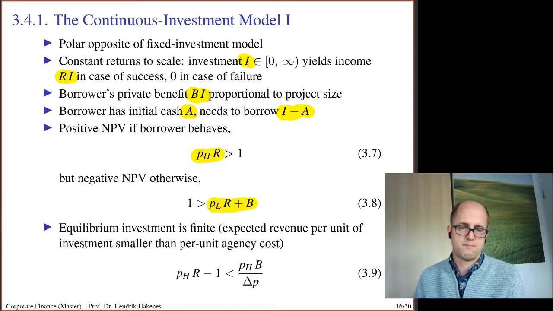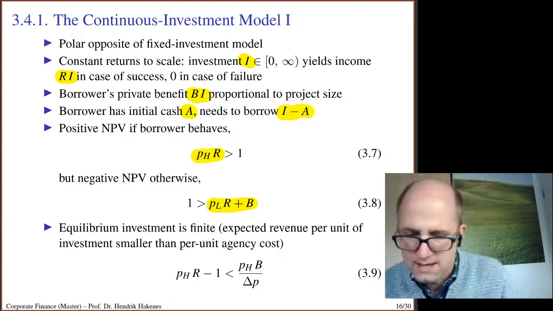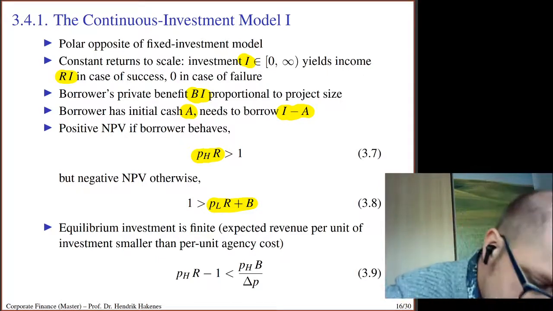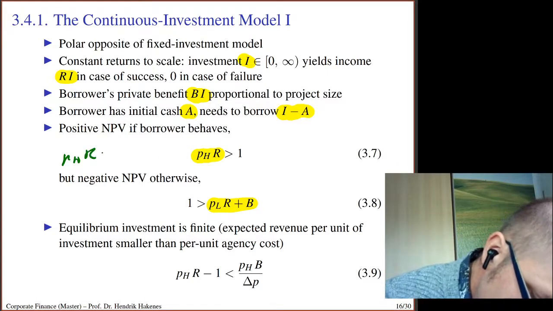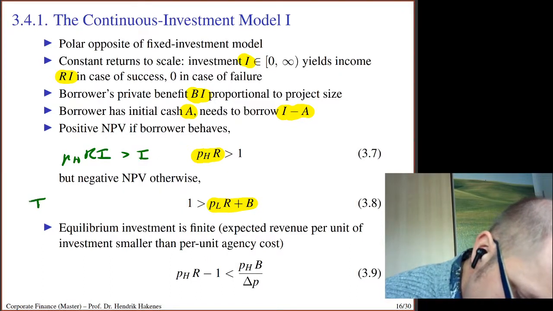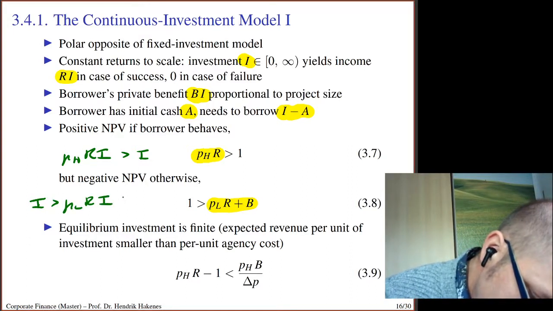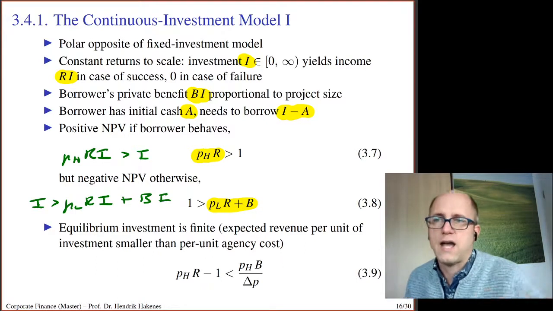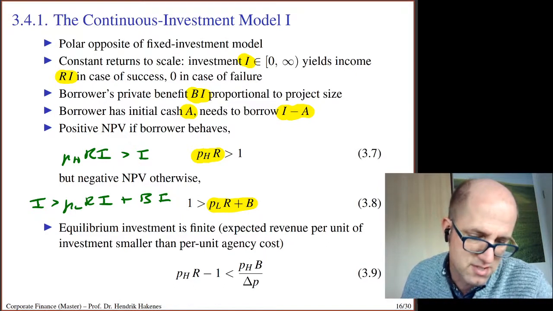Okay, so 1 is larger than PL times R plus the B. We could write that equivalently, but a little more intuitively. Instead of the first one, we could write PH times R times I is larger than I. And for the second one, we could write I is larger than PL times R times I plus BI. And then you see the I cancels out, is factored out immediately, and then the equations that we see here apply.